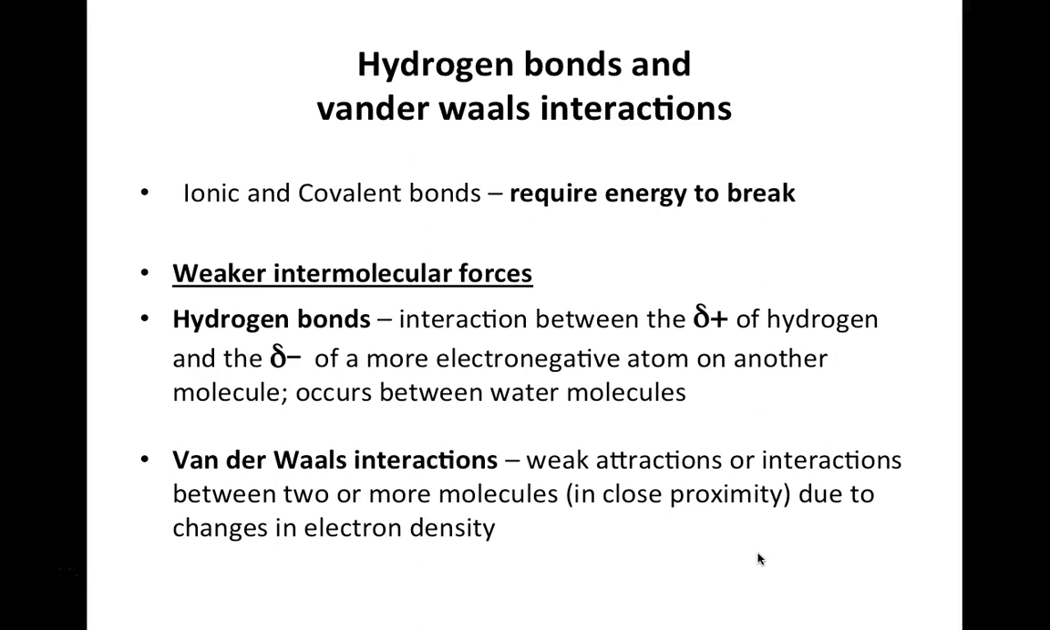Hydrogen bonds are very important, as are interactions called van der Waals, which are the weak attractions or interactions simply due to changes in electron density. There are other types of weak interactions that you might hear about perhaps in a chemistry class, but for us, really it's covalent, ionic, and hydrogen bonds that are the most important to describe and talk about in biology.